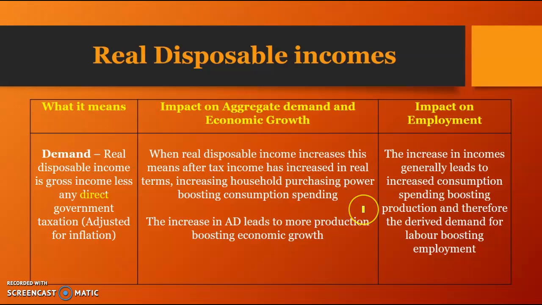and aggregate demand. In terms of the impact on employment, basically the increase in consumption means that we produce more to meet that extra demand, and whenever we produce more, that increases what we call the derived demand for labour. So firms need more labour because there's more demand for products in the economy. So we need essentially to make more products, and therefore we need more workers.